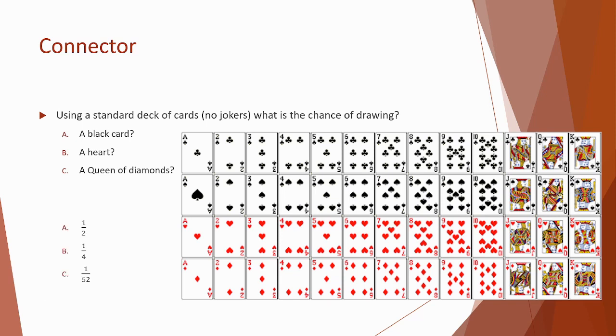The chance to draw a black card is a half because half of the cards are black. So the chance of drawing a heart is a quarter because 1 out of the 4 suits is hearts. And the chance of drawing a queen of diamonds is 1 out of 52 because there is only one queen of diamonds out of all of the 52 cards in a deck of cards.